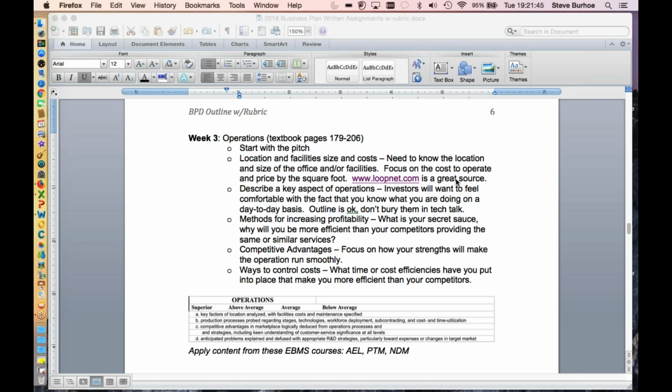I went, "That's great, but it's not making me feel warm and fuzzy when you're asking me for my money, if I don't feel you know what you're doing, because you're going to be spinning your wheels and spending my money." And so they want to make sure that you understand what the major steps are in doing your business. You can do an outline, you don't have to go into intimate detail. But again, what are the basic steps in doing what you do?